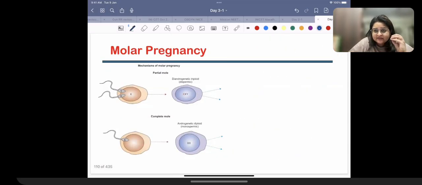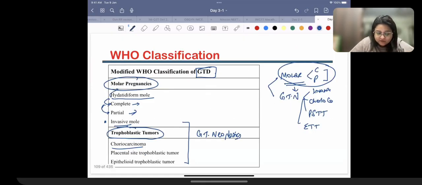Molar pregnancy is a little tricky to understand, in that you should know what really happens behind this. Why does this form? Hydatidiform mole comes under molar pregnancy. Hydatidiform mole has two types, complete mole and partial mole. Complete mole and partial mole are types of hydatidiform moles.